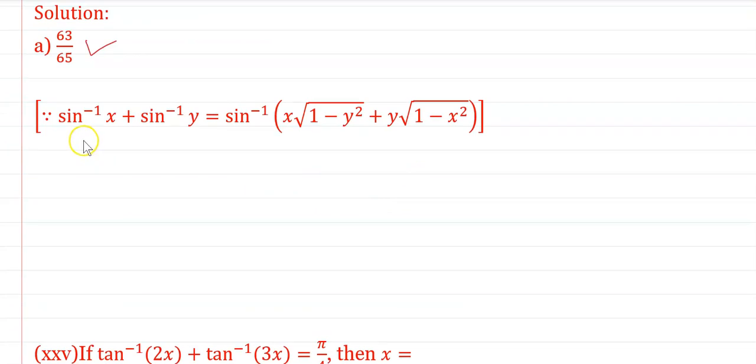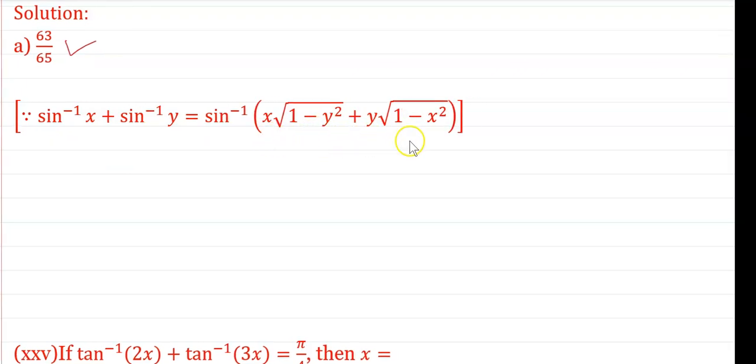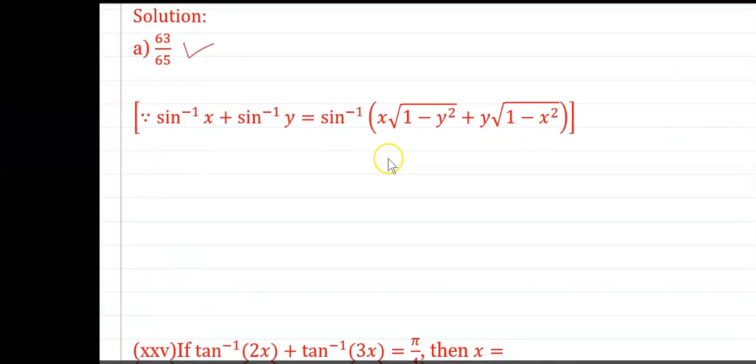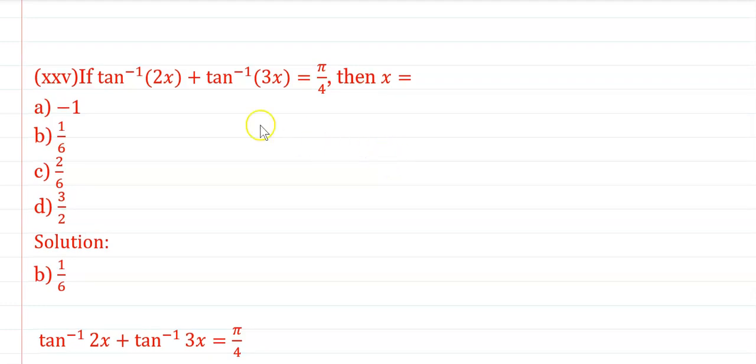This is the formula: sin inverse of x plus sin inverse of y is equals to sin inverse of x into root of 1 minus y square plus y into root of 1 minus x square. Okay, now the next, tan inverse of 2x plus tan inverse of 3x is equals to pi by 4.